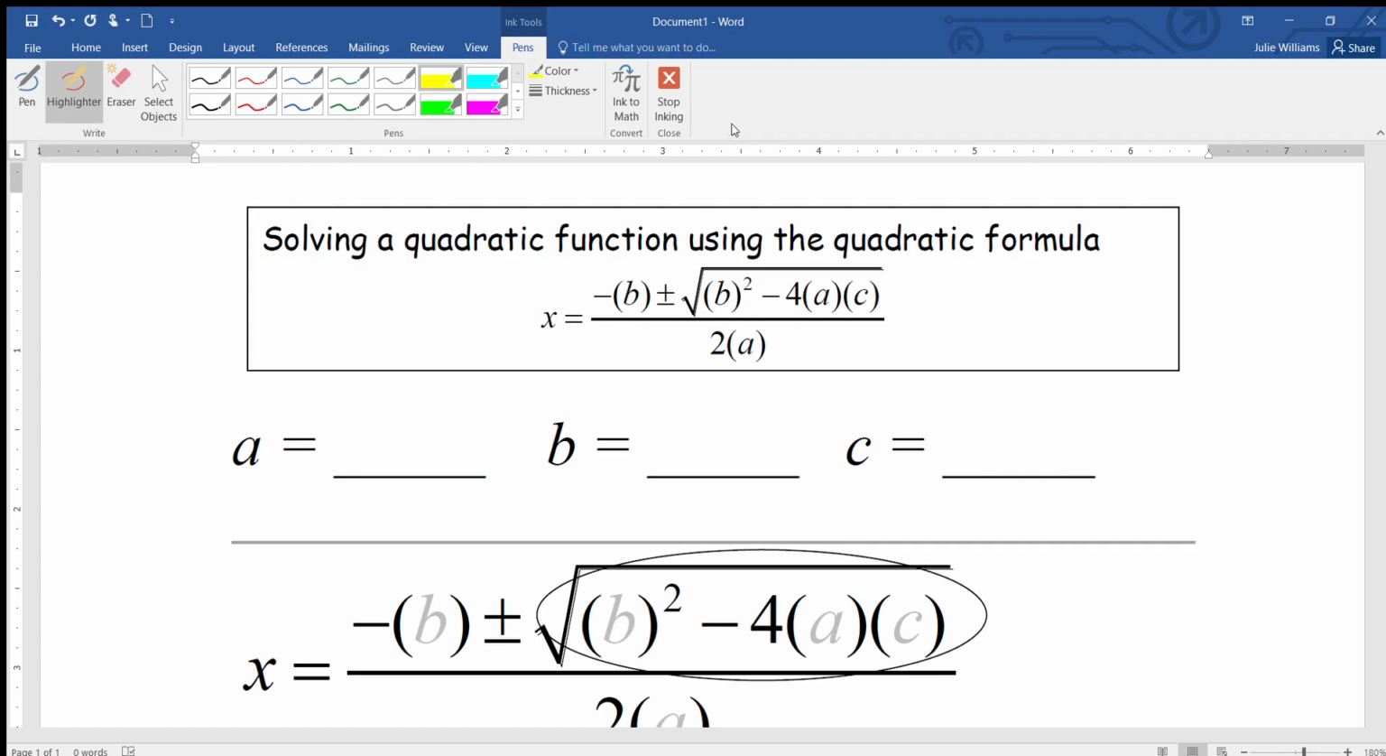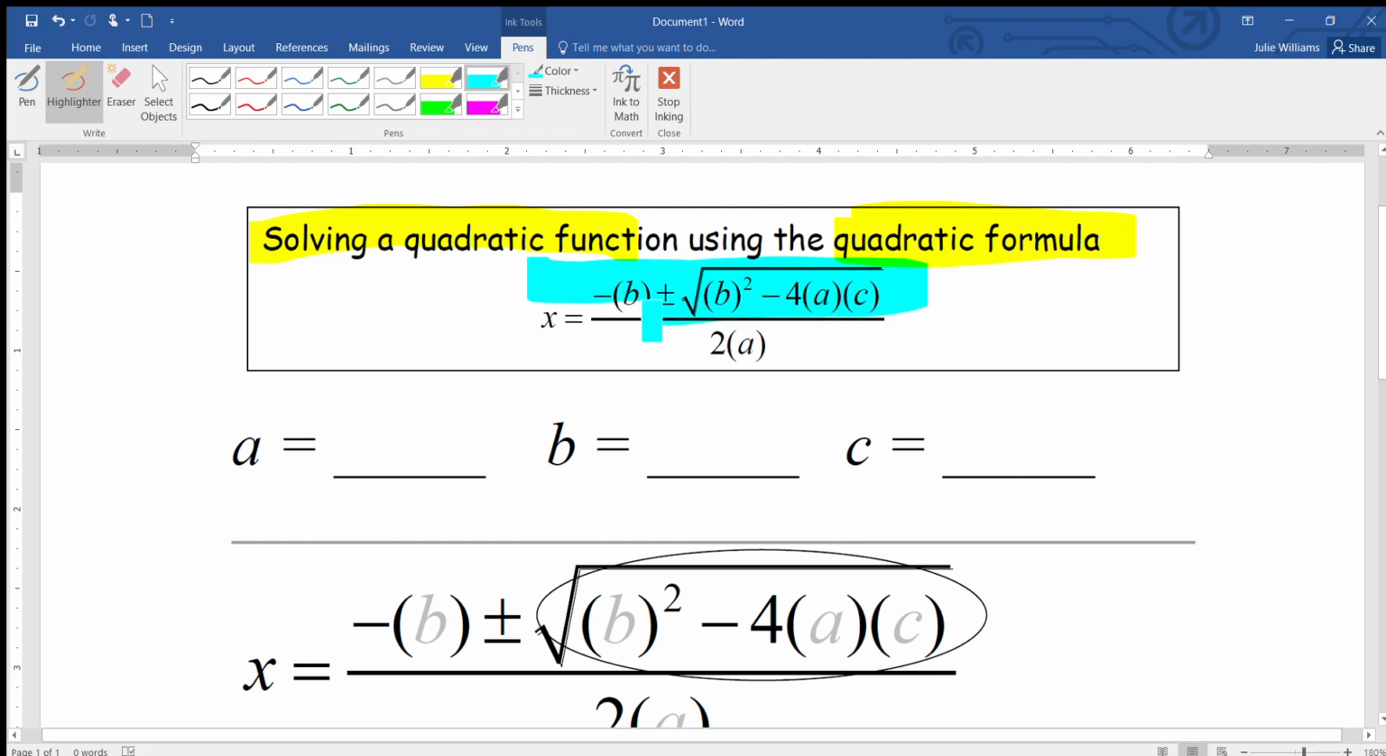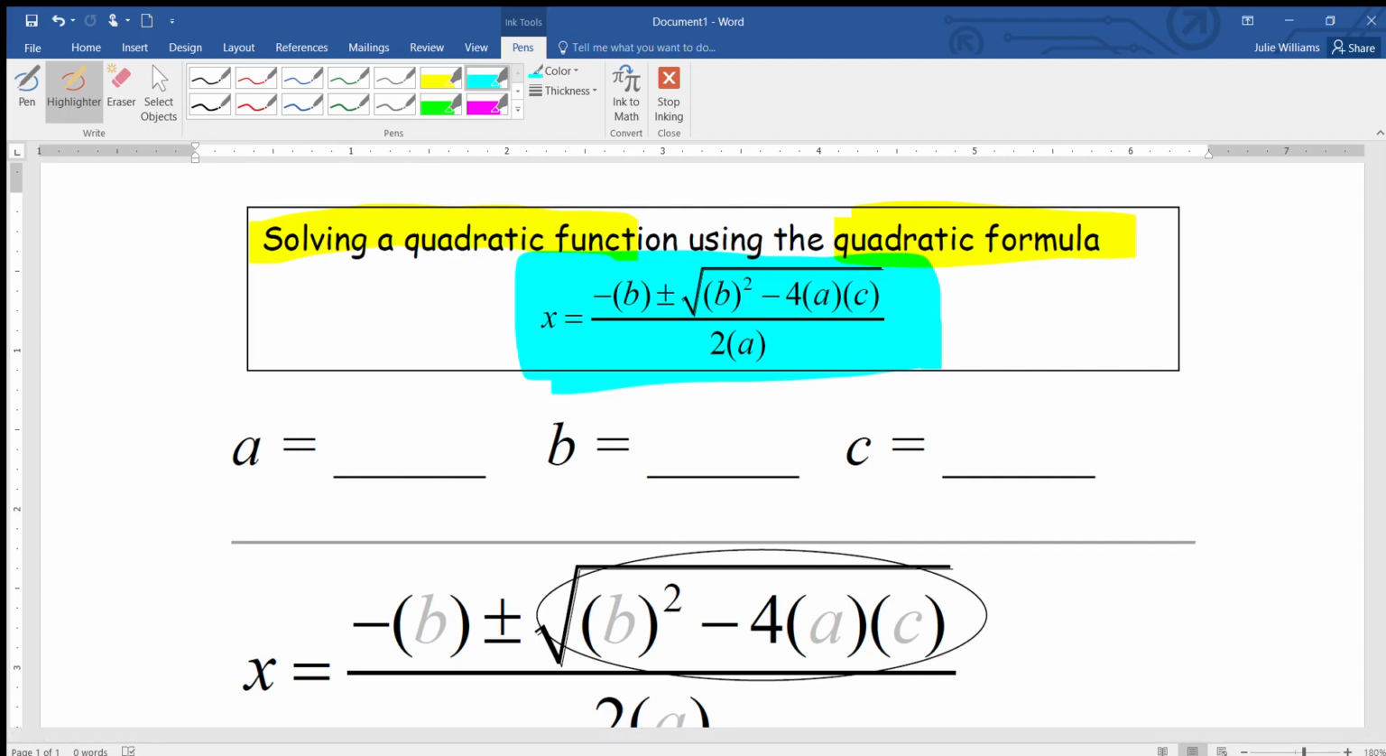Today we are going to be solving a quadratic function using the quadratic formula. This is the quadratic formula. Highly recommend memorizing this guy. So x is equal to negative, recommend putting the parentheses there, b plus or minus the square root of all of that stuff. B squared minus 4, recommend the parentheses again, times a times c, and that whole expression is all divided by 2 times a.